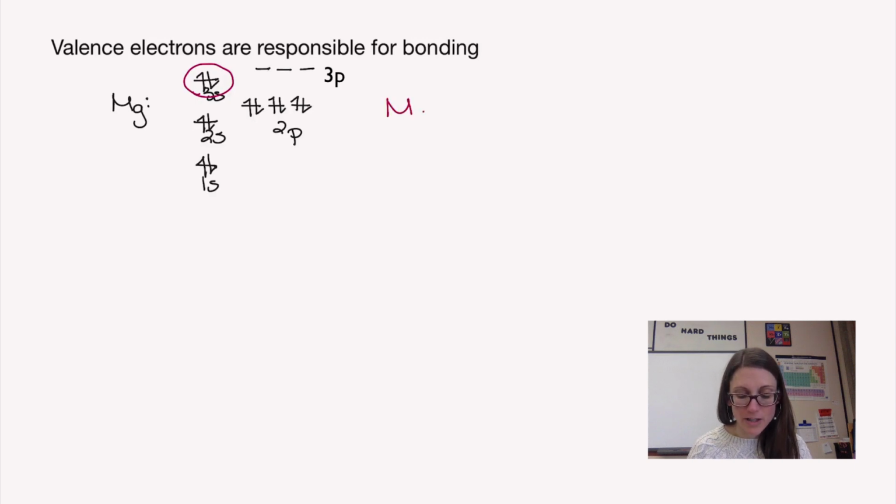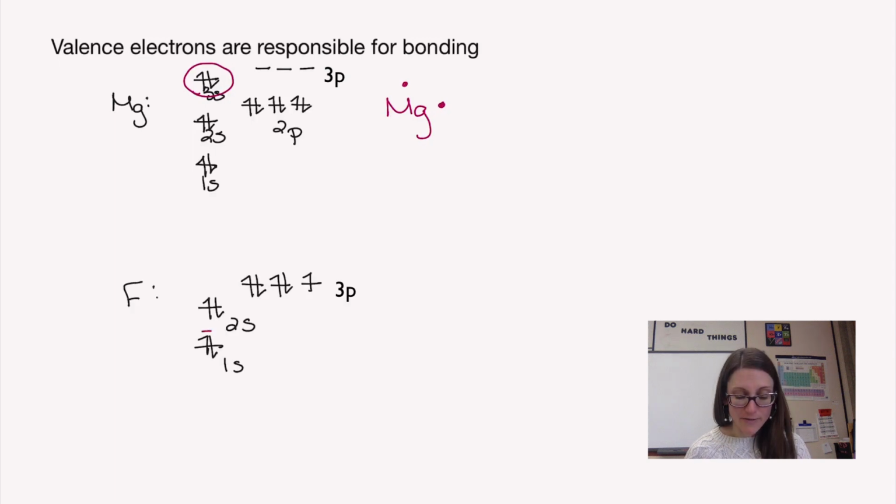Oftentimes you'll see it written as a Lewis dot structure, where each valence electron is represented as a dot. And when we're writing these atomic level Lewis dot structures, we tend to spread out the electrons as much as possible. On the other hand, something like fluorine has 7 valence electrons, and so you would draw its Lewis structure showing those 7 valence electrons. So it's our outermost electrons that are involved in bonding.